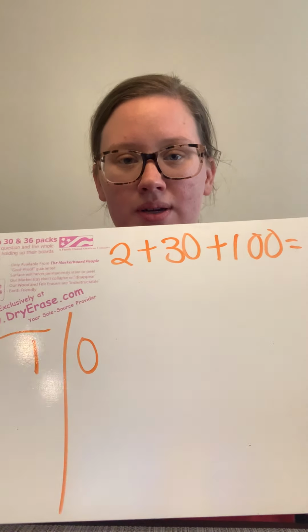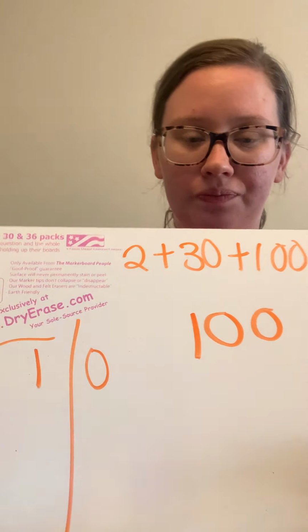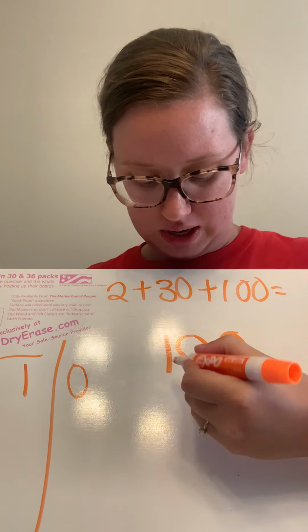So here's my ones, my tens, and my hundreds place. Also, it might be easier for you to line them up. So I'm going to put my biggest place value on top, which is 100. Then I can line up my 30s.